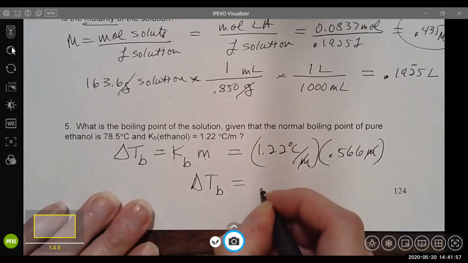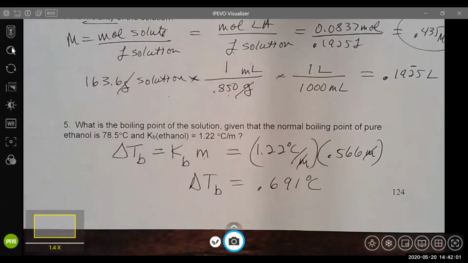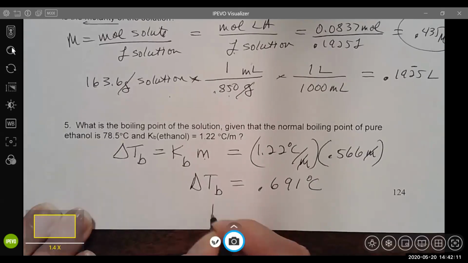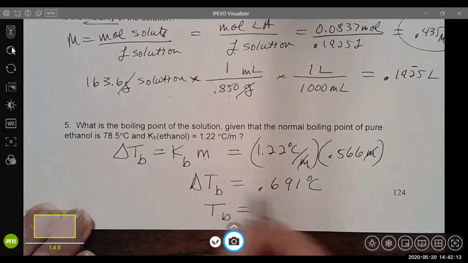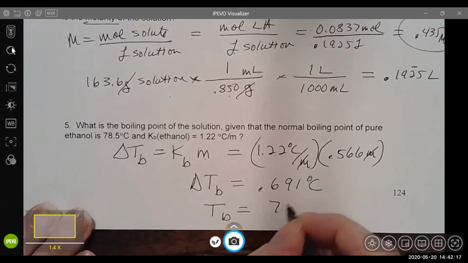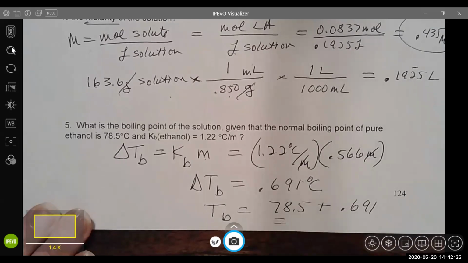We end up with the change in temperature of boiling of 0.691 degrees Celsius. So that tells us our boiling temperature is going to go up by that amount. How do I know up? Because it's called boiling point elevation. So now the new boiling point is going to be our original boiling point, 78.5, plus our delta, that's the change.